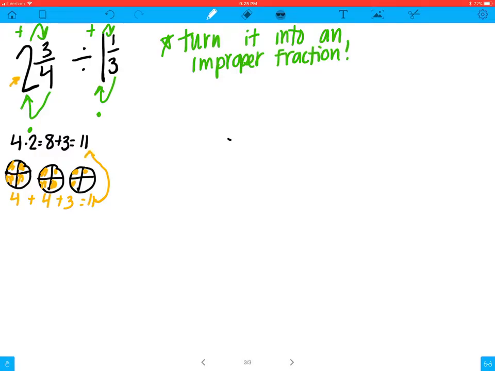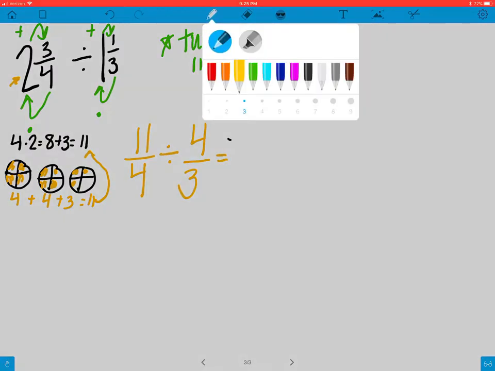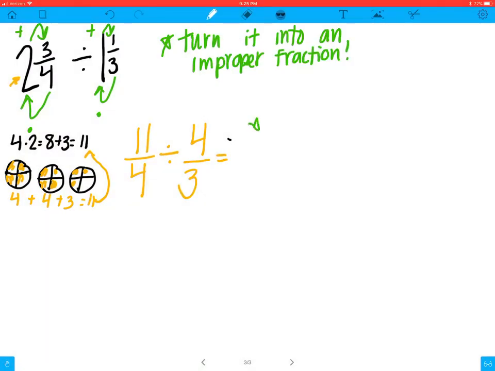And guess what? That's the same answer that I got when I went around the world and multiplied my denominator and my whole number. Oops. And I added my numerator. Some technical difficulties on that. So I rewrite the problem as 11 over 4 divided by 4 over 3.